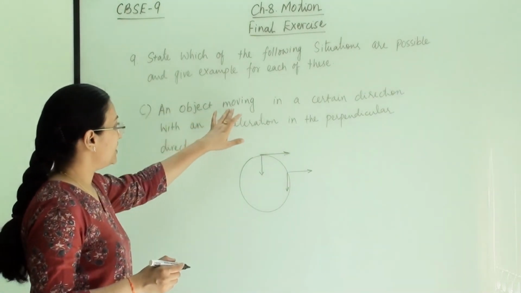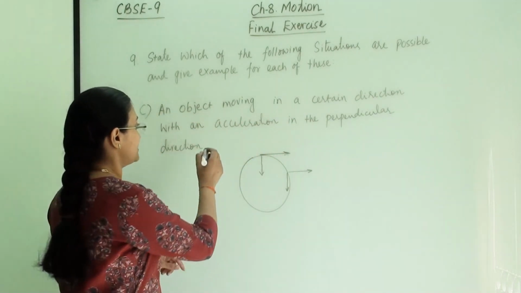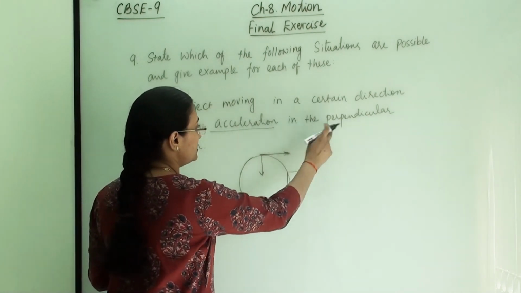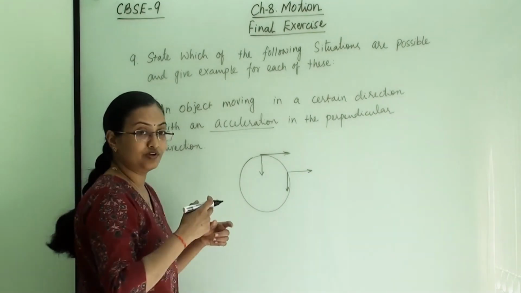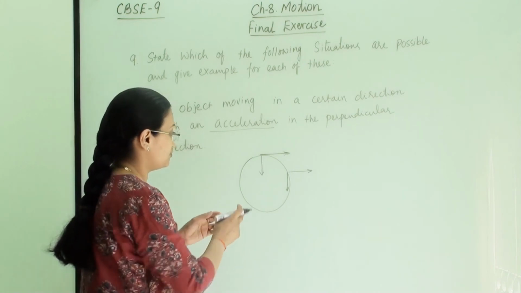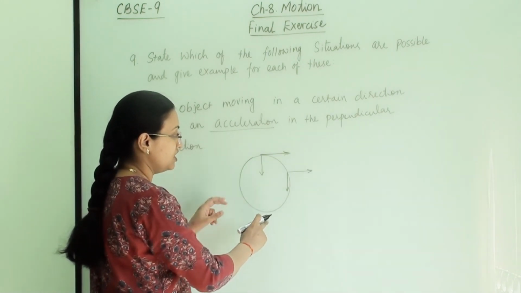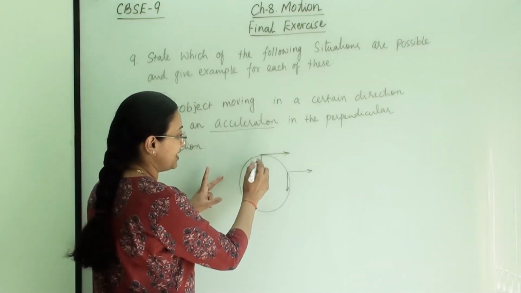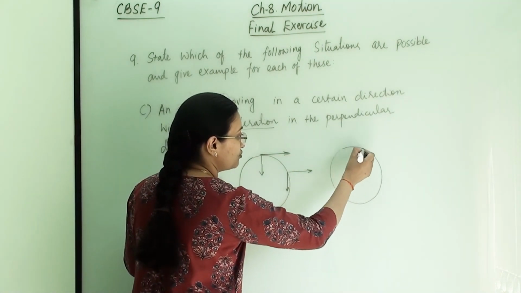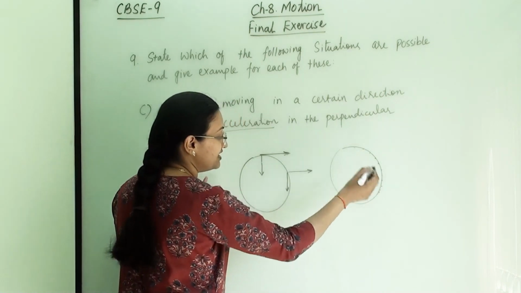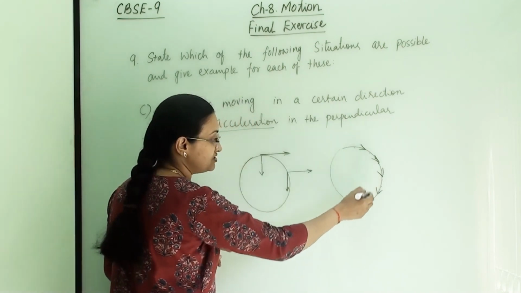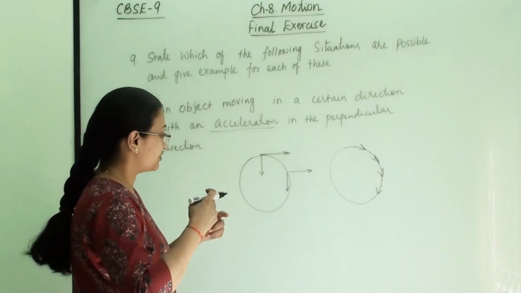Question number C. An object moving in a certain direction with an acceleration. So it has acceleration and that acceleration is in the perpendicular direction. So it is moving with a certain acceleration but it is in the perpendicular direction. That happens in circular motion. In uniform circular motion, when a body travels in a certain direction, at each and every point the direction will change. The direction of the athlete, the direction of the object will change when they are moving on a circular path.